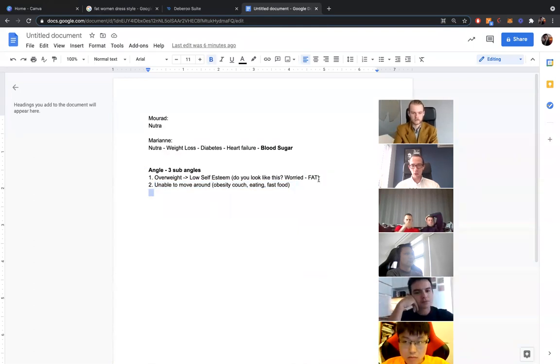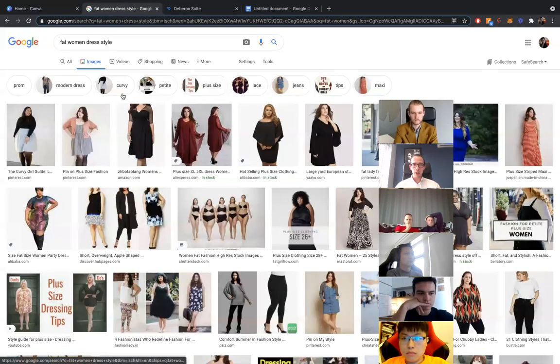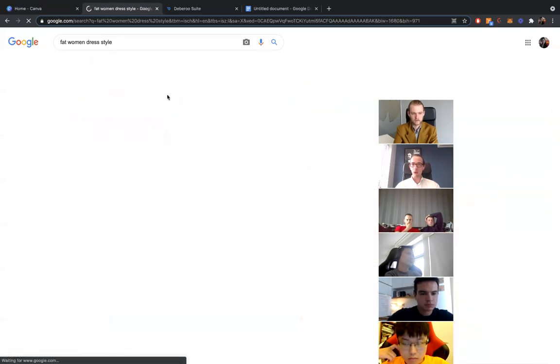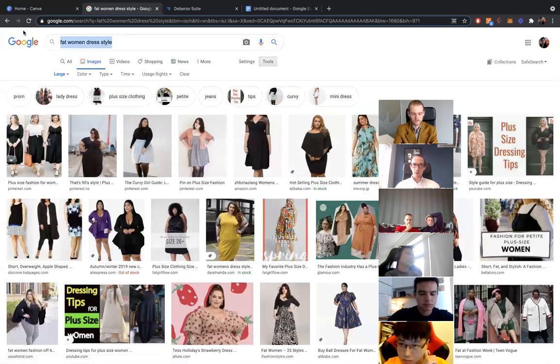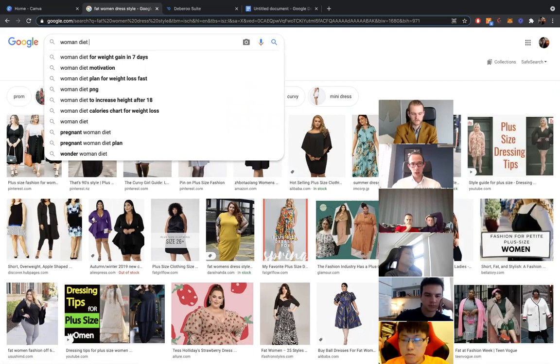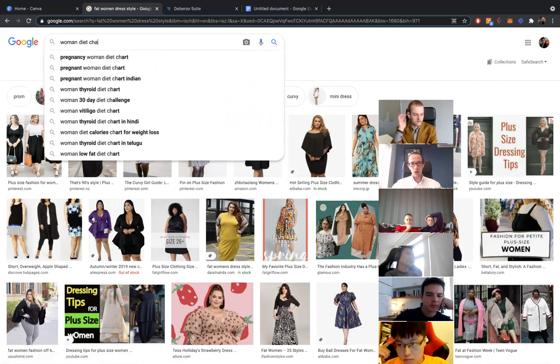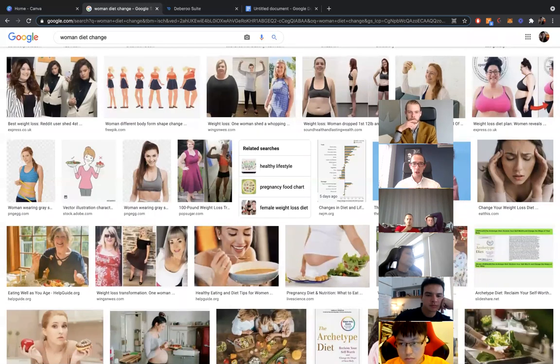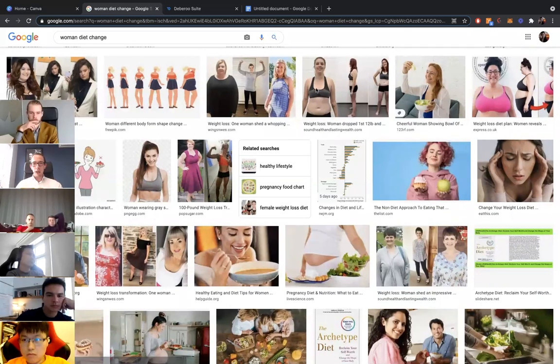Overweight, low self-esteem, do you look like this? Fat, all right? All right, so we know we need a horizontal image. To be able to create a horizontal image, we would need medium or large images, right? No icons, medium is usually too small, so we would have to angle it large. So we can do woman, diet, change. You would have to play around with these keywords, and you can use related images.